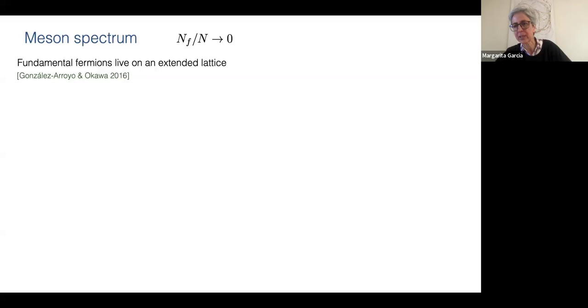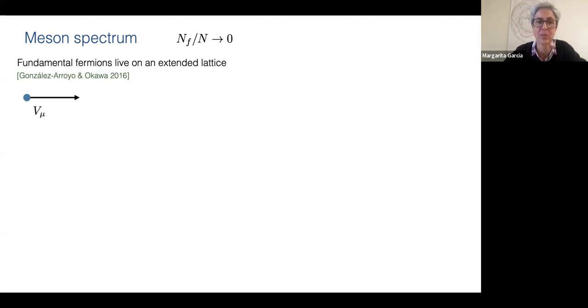So let me go now to the meson spectrum that we have also studied. We have studied the meson spectrum in the N_F over n going to 0 limit. There is an issue with fundamental fermions and twists because fermions in the fundamental representation are in principle not compatible with twisted boundary conditions. But there are several ways to circumvent this problem. For instance, one can introduce extra flavors. And then you can combine translations by a period on the lattice with rotations in flavor space to compensate for the twist. One can also replicate the lattice to remove the twist and then define the fermions in the extended lattice.